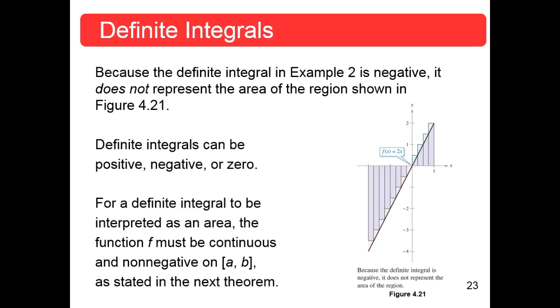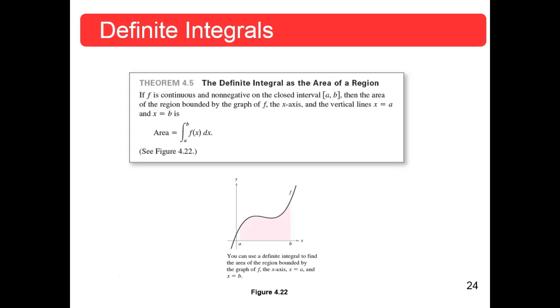For a definite integral to be interpreted as an area, the function f must be continuous and non-negative on a to b. This was not an area. You can think of that as a negative of this area plus that one, and of course the negative of the area is greater than 3. So here's the next theorem.